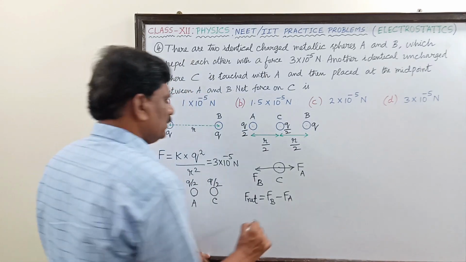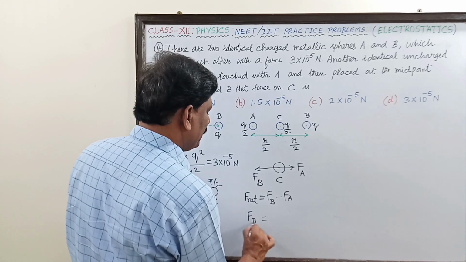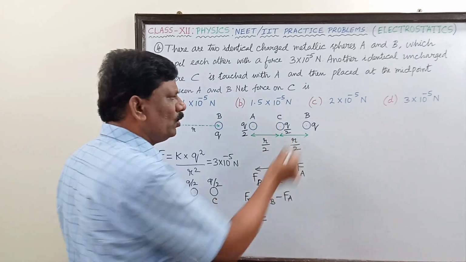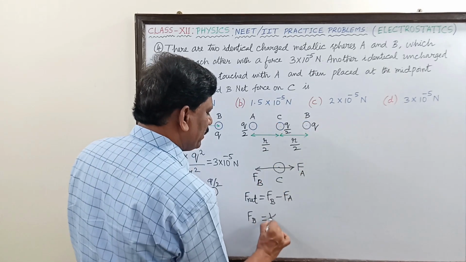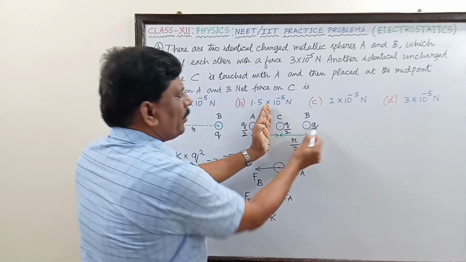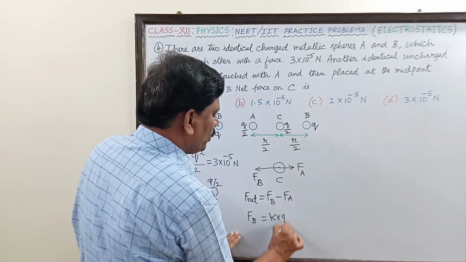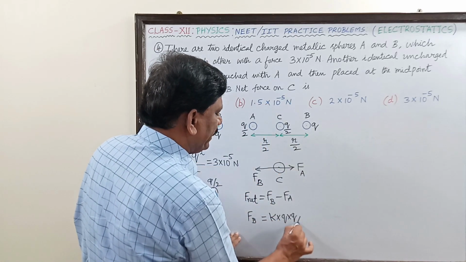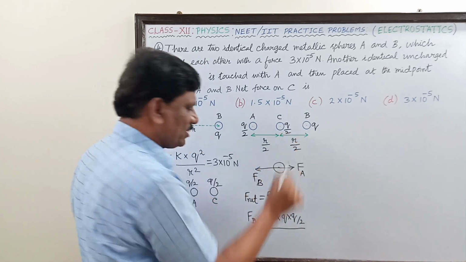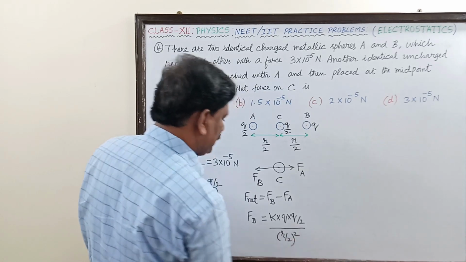So now, first of all we will write what is FB. FB is equal to the force exerted on the sphere C due to the sphere B. So this is equal to K into, what is the product of the two charges? Q by 2 into Q. So K into Q by 2 divided by distance square, which is R by 2 whole square.